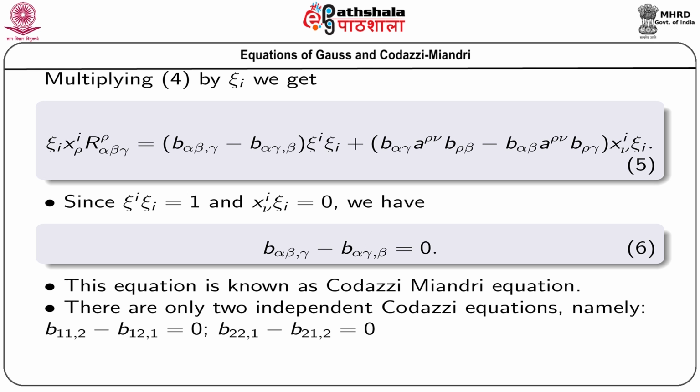Now, from the above expression, that is from equation 6, we can see that there are only two independent Codazzi equations, and they are b 11 comma 2 minus b 12 comma 1 equals 0, and another one b 22 comma 1 minus b 21 comma 2 equals 0. So, these are the only two independent Codazzi equations. All other equations are dependent on these, because alpha beta gamma all are running from 1 and 2.